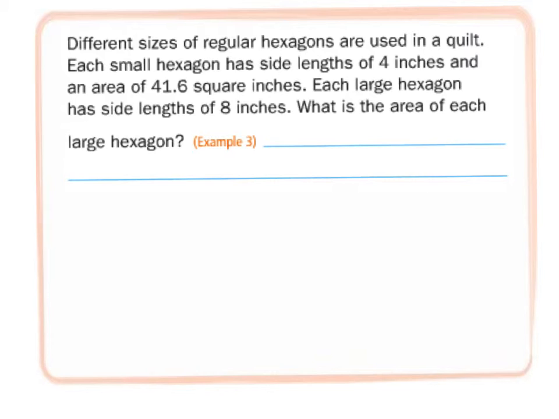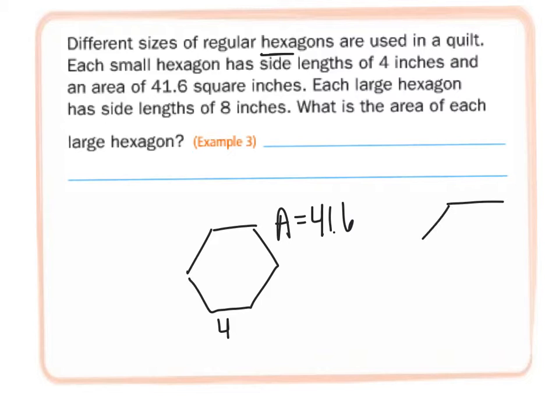Different sizes of regular hexagons. Remember, hexagons have 6 sides, hex, 6. So 1, 2, 3, 4, 5, 6. That's a hexagon. Are used in a quilt. Each small hexagon has a side length of 4 inches and an area of 41.6. Okay, so that's your original picture. Each large hexagon, so I'll make this one a little bit bigger, has side lengths of 8 inches. What is the area of the large hexagon?